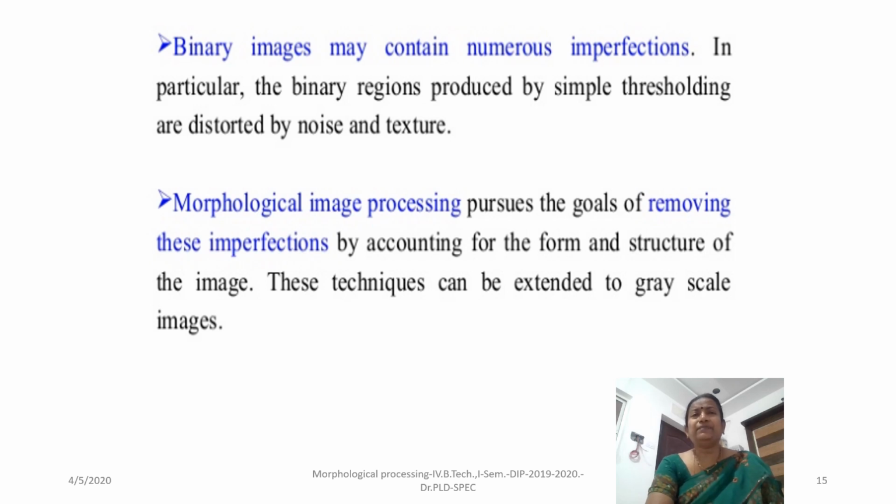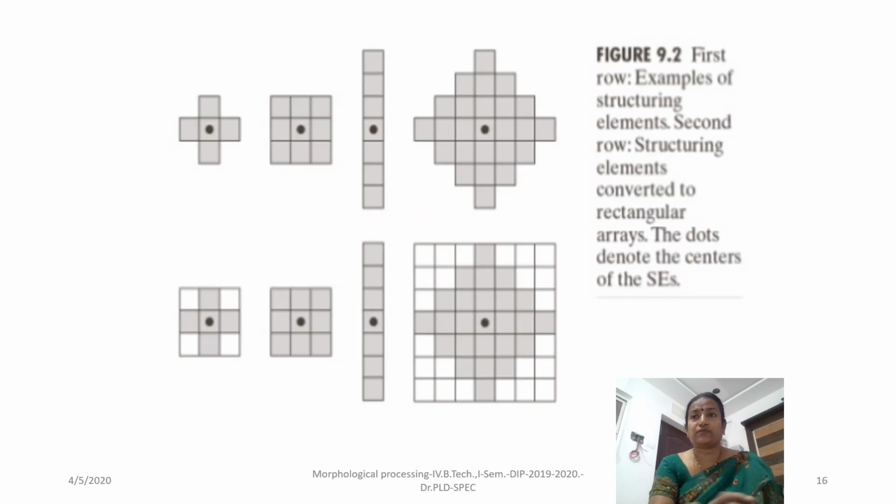This morphological image processing pursues the goal of removing these imperfections by accounting for the form and structure of the image. These techniques can be extended to grayscale images also. So, what's the reason for going for morphological image processing? The goal of removing the imperfections applies in either binary images or grayscale images. That's the basic reason for going for morphological image processing.